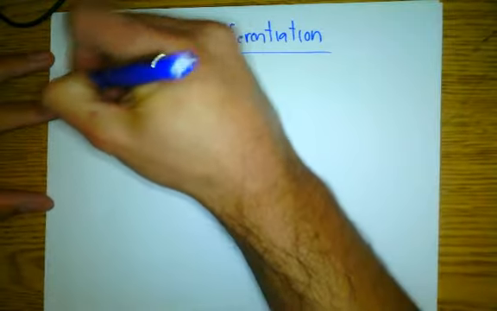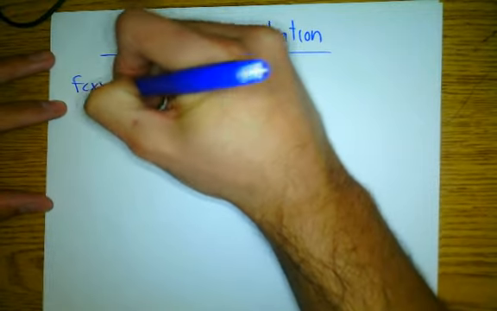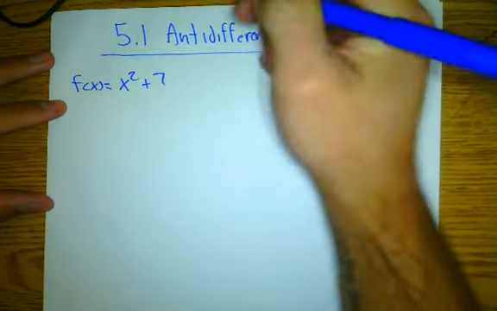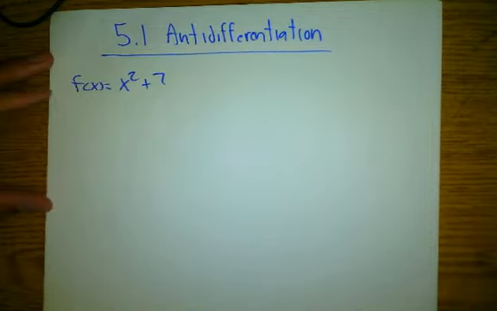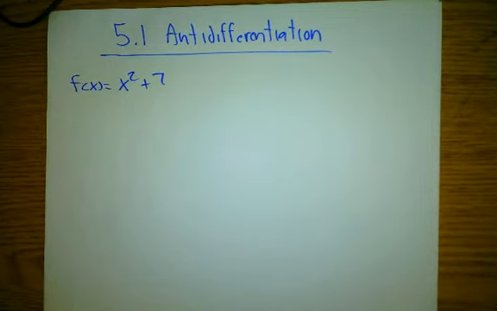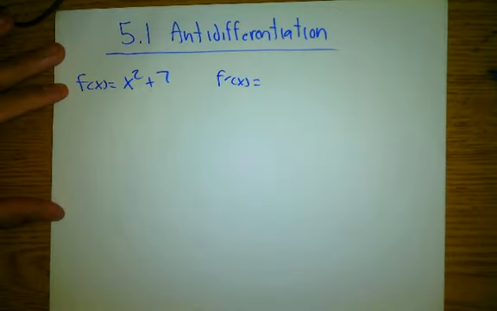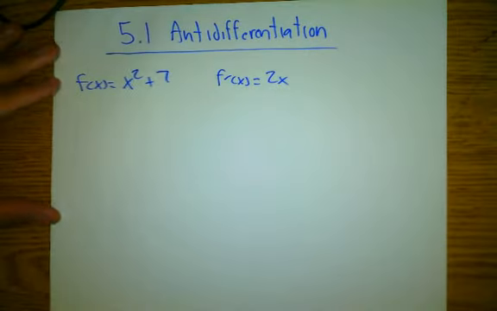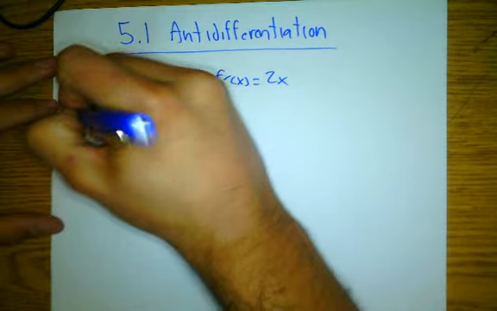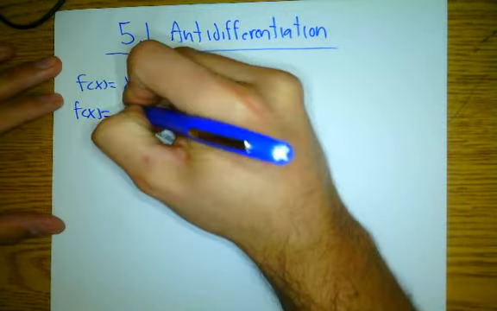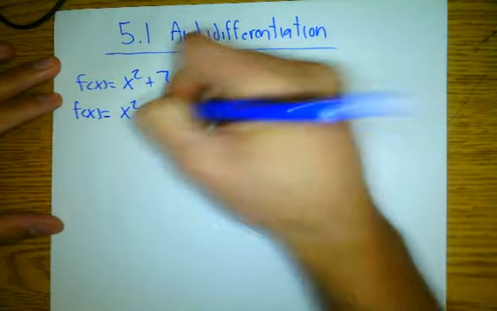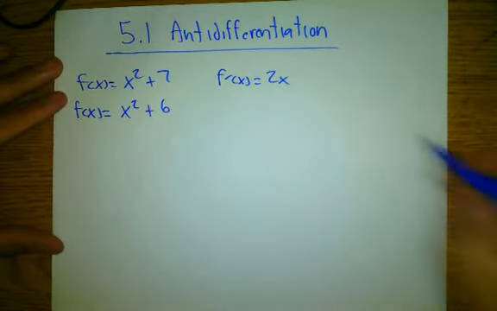So let's pretend that I tell you that f of x equals x squared plus 7, and I ask you to find the derivative of that. Okay? What's the derivative? F prime of x is equal to 2x. Thank you, very good. Okay? Now, I give you another function. F of x equals x squared plus 6. What's f prime of x?